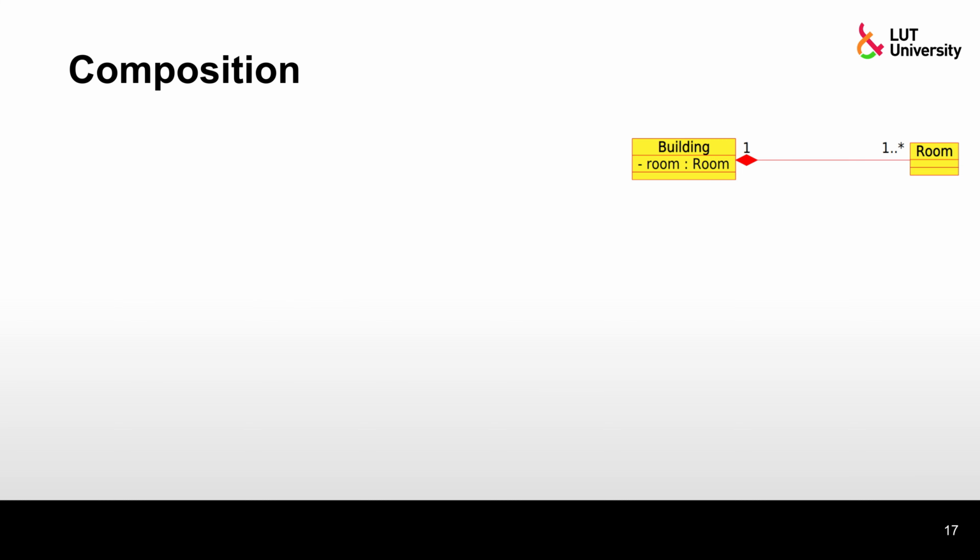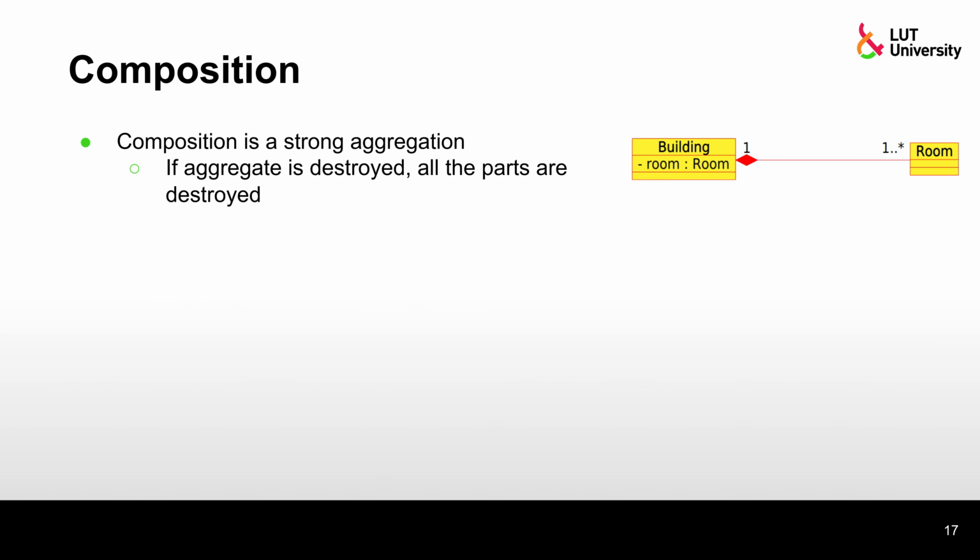And then there is, very similar to aggregation, this composition. So composition is a strong aggregation. It means that if the aggregate is destroyed, all the parts are destroyed. So if we have a building and it has, for example, 10 rooms, and if the building is exploded, a missile hits it, all the rooms will be destroyed. And that's very true. So the rooms cannot exist without the building.